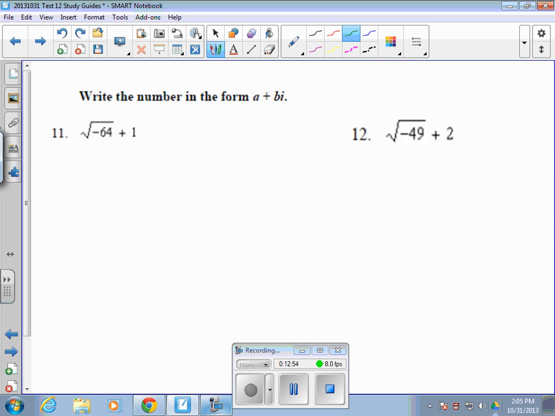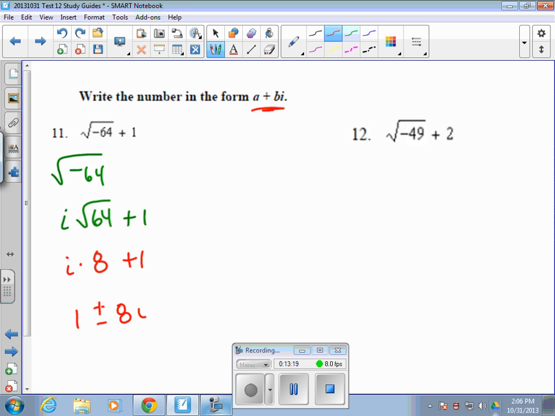We're writing these in the form of a plus bi. We know to get rid of a negative value underneath the radical like this, negative 64, we multiply it times i, the imaginary number, times the square root of 64 plus 1. So it's the imaginary number times plus or minus 8 plus 1. So written in a plus bi form, 1 plus or minus 8i.